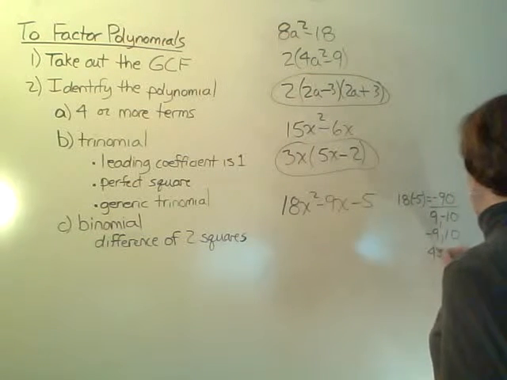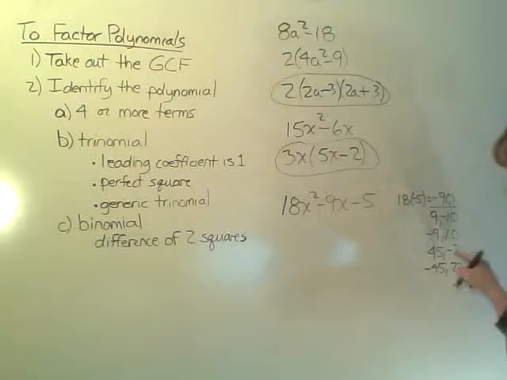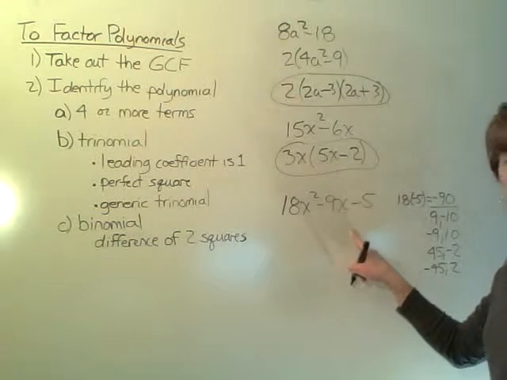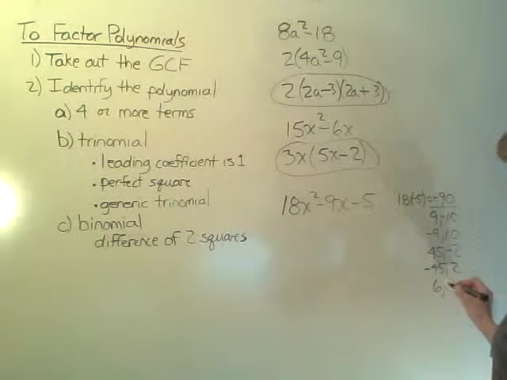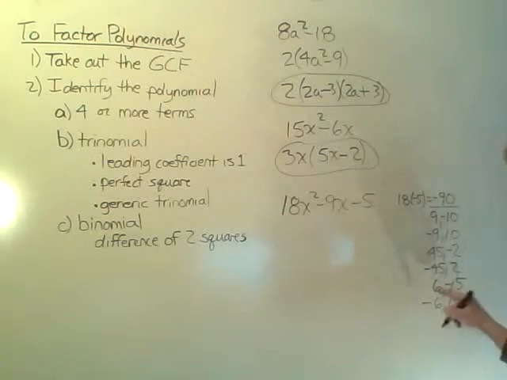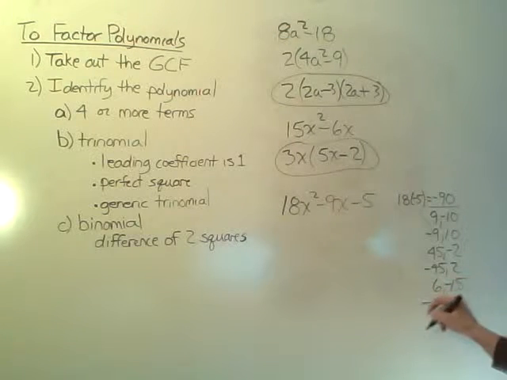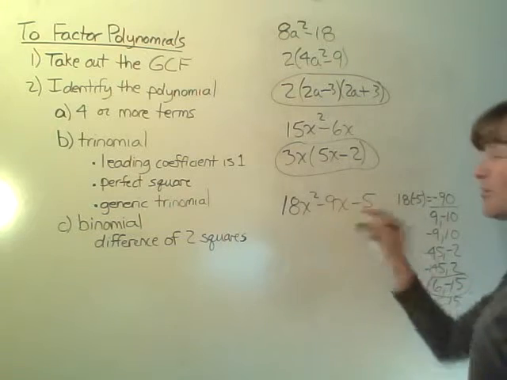What about 45 and 2? Well, I've got 45 and negative 2, negative 45 and positive 2. But when I add these, I still don't get negative 9. Let's try 6. All right, 6 times 15 is negative 90. Well, it turns out that 6 minus 15 is negative 9.